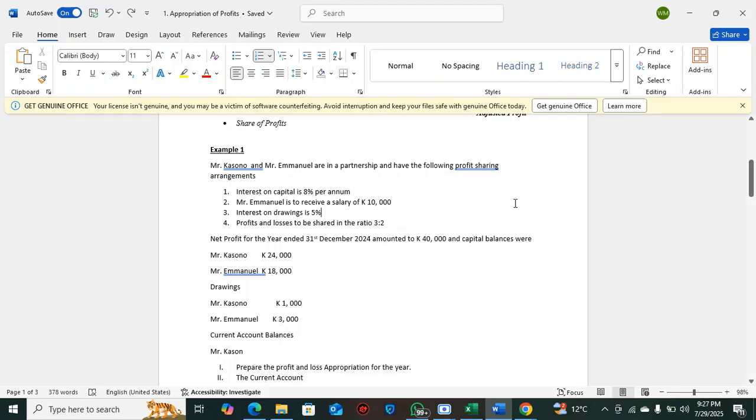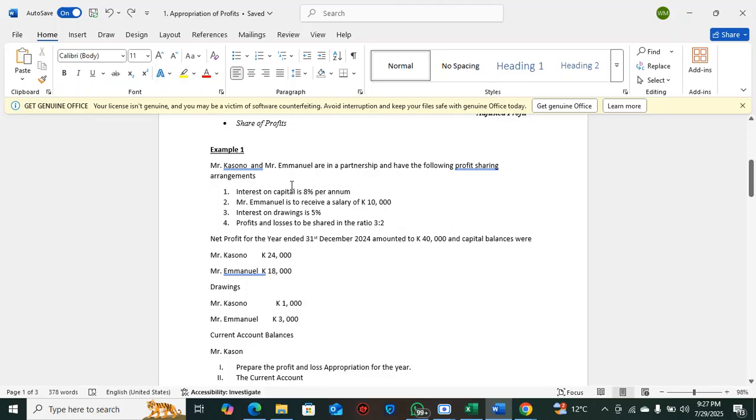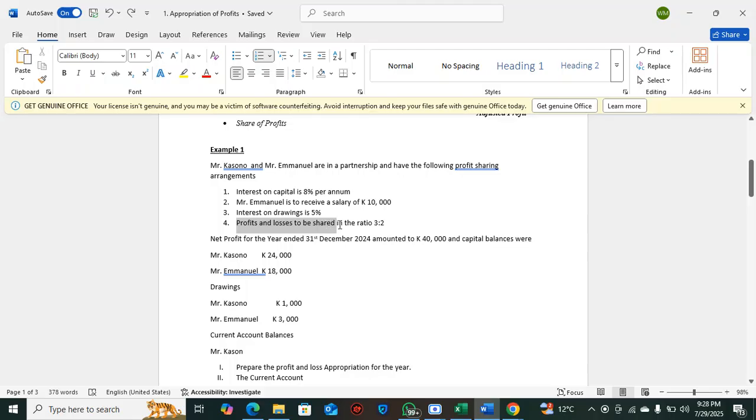So this is the question. Mr. Casono and Mr. Emmanuel are in a partnership and they have the following profit sharing arrangements. Interest on capital is 8% per annum. Mr. Emmanuel is to receive a salary of 10,000 kwacha. Interest on drawings is 5%. Profits and losses to be shared in the ratio 3 to 2. So Mr. Casono 3, Mr. Emmanuel 2.